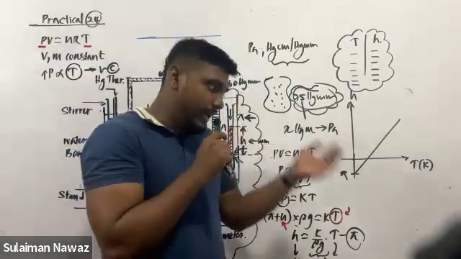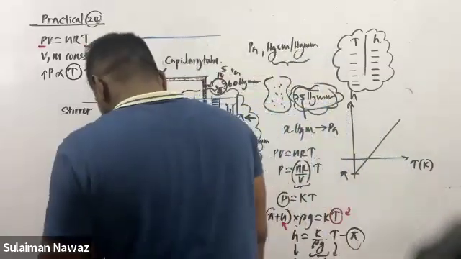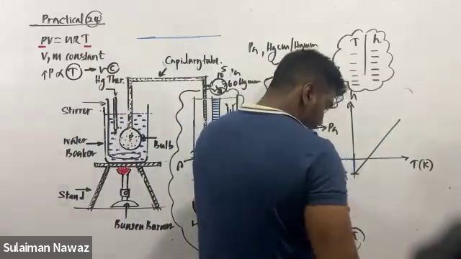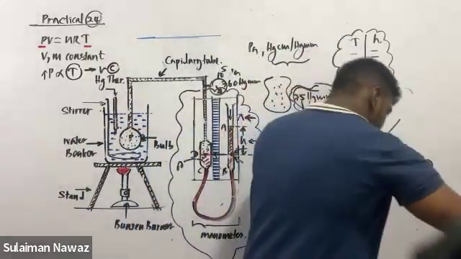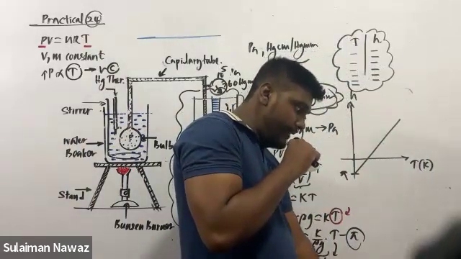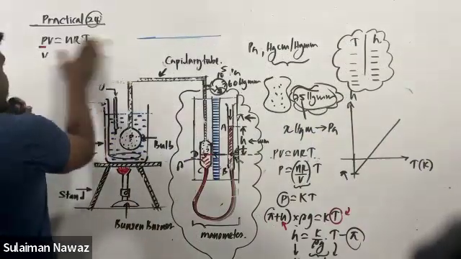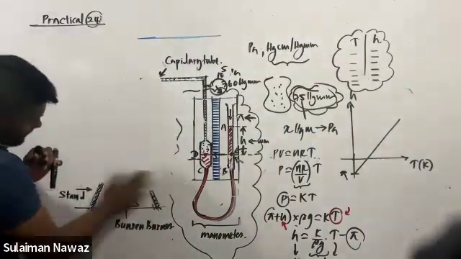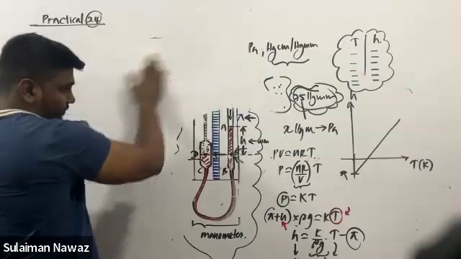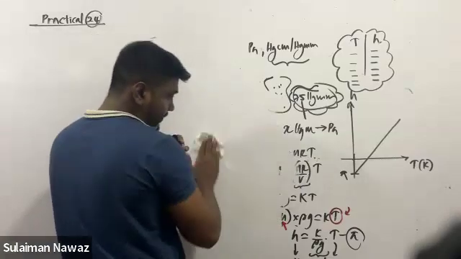So practical number 25, write down: determination of the specific heat capacity of a solid substance by the method of mixtures.